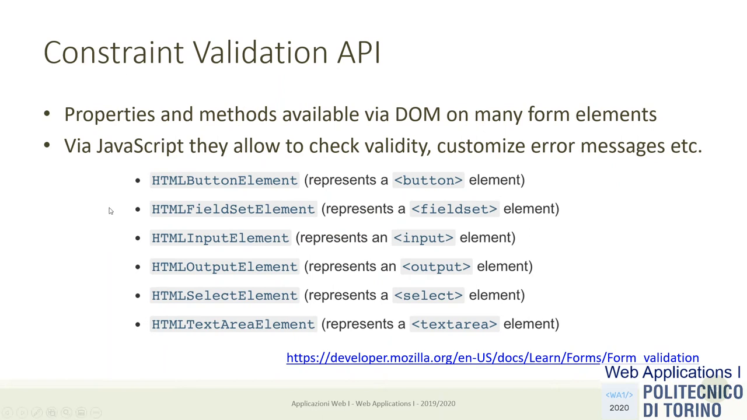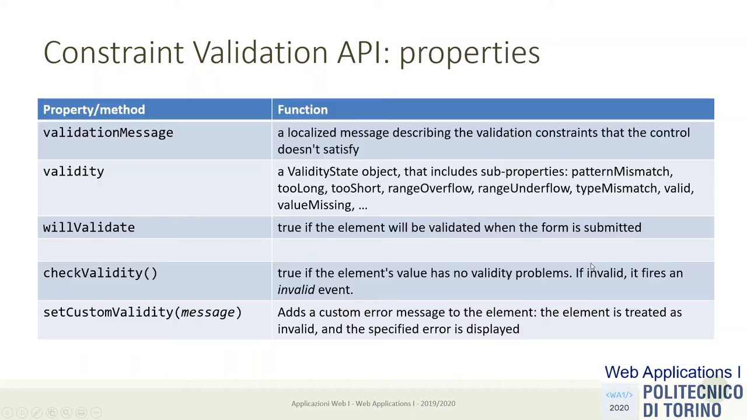The constraint validation API is a set of methods and properties that are defined on all the input controls. So these are the set of elements that provide you with this functionality, which is basically included in these three properties and two methods. These are the properties that are accessible through the DOM onto every input control. We have a validation message that contains a string describing the problem that is currently afflicting that specific element. So if the element is not valid, you know why, because it's a string that describes it. Or you can also set your own custom validity message. So if it's not valid for a reason that the browser doesn't understand, you can tell the browser, okay, this element is not valid for this reason, and provide your own message.